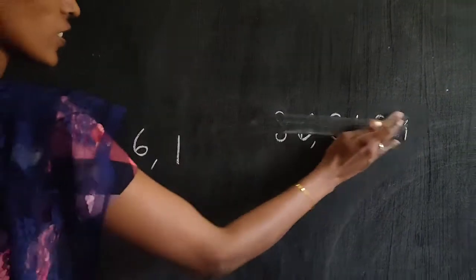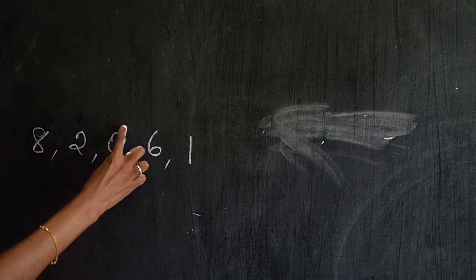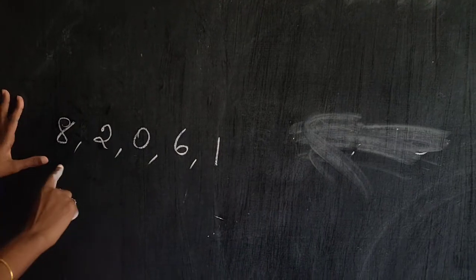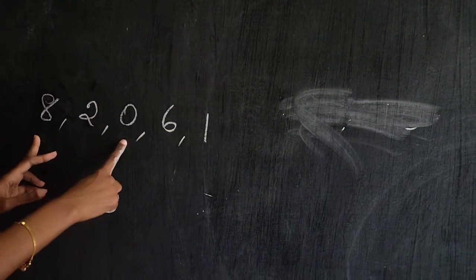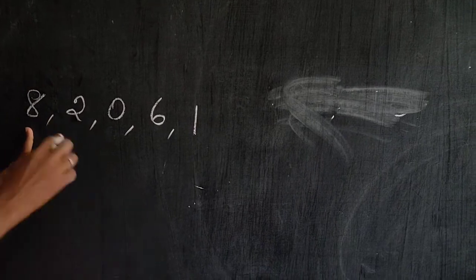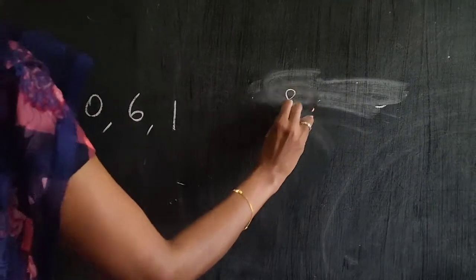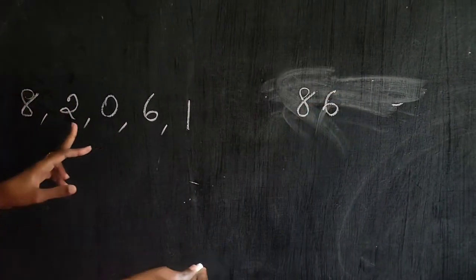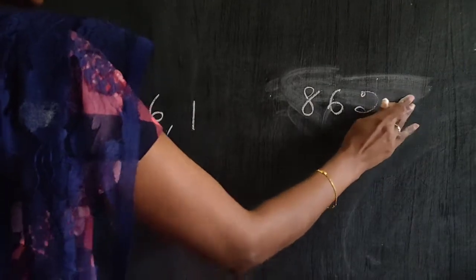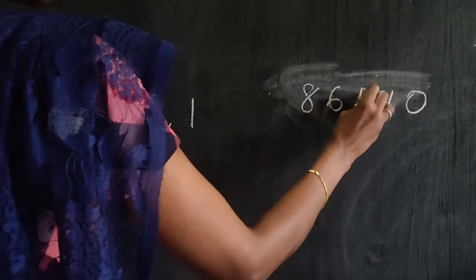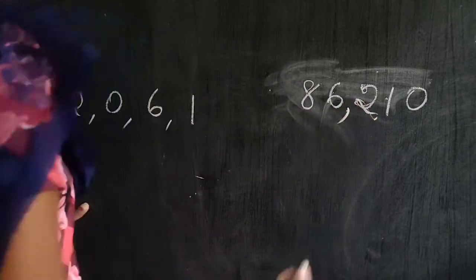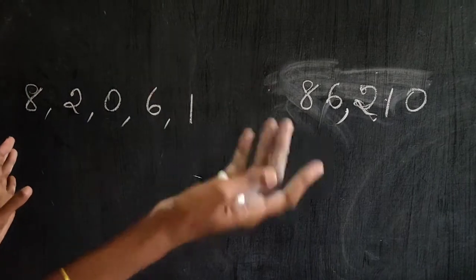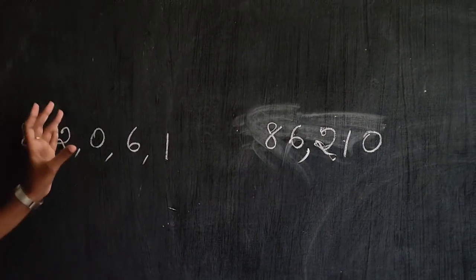Here the difference is, here 0 is there. So in this case with 0, to find the smallest number you have to be careful. So I want to give you this example. First let's find the greatest number. Here the greatest digit is 8, so we begin with 8. Then the next smaller number is 6. Then the next smaller number is 2. Then the next smaller number is 1, then the next smaller number is 0. So here the greatest number is 86,210.